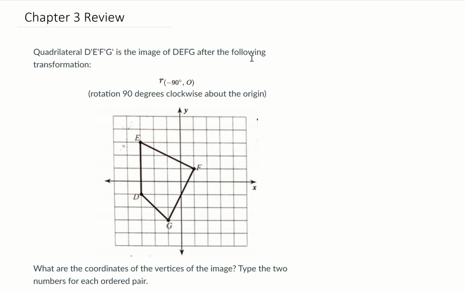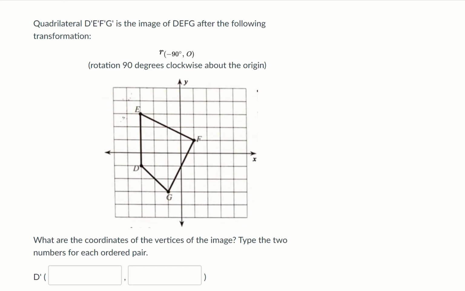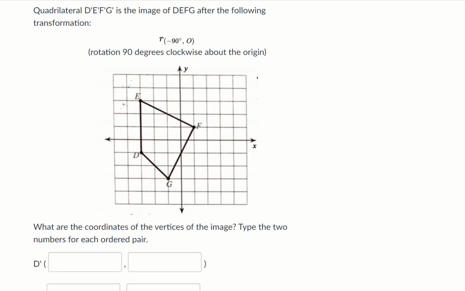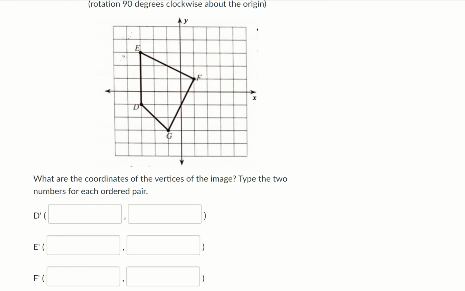So chapter 3, like I said, is all about transformations. Quadrilateral D prime, E prime, F prime, G prime is the image of D, E, F, G after the following transformation. So we have a rotation 90 degrees clockwise, which is indicated by the negative sign here, about the origin. So now we want to transform each of the vertices, each of the corner points of this quadrilateral.